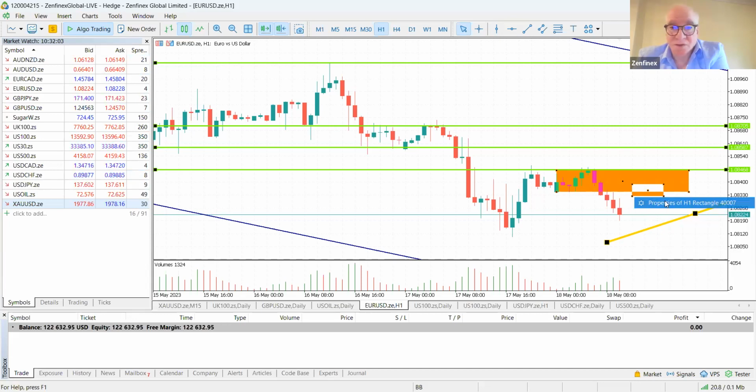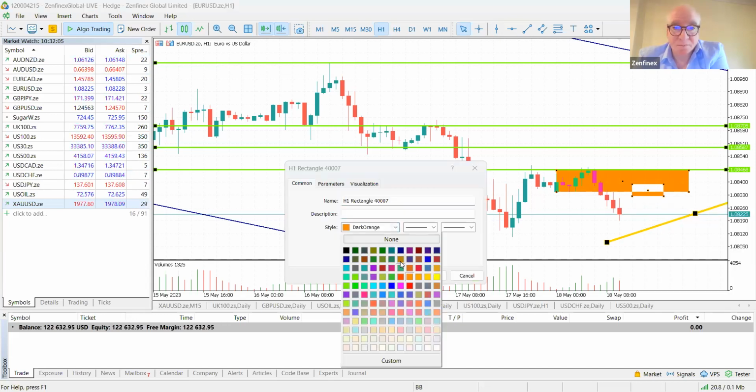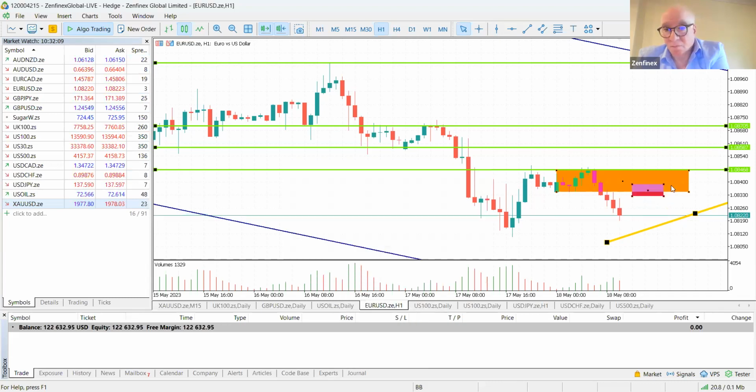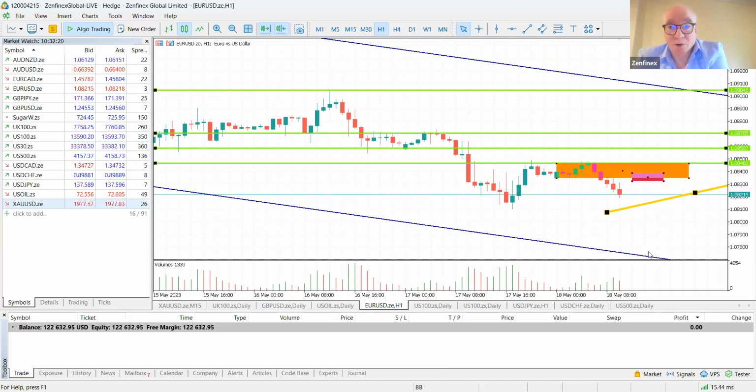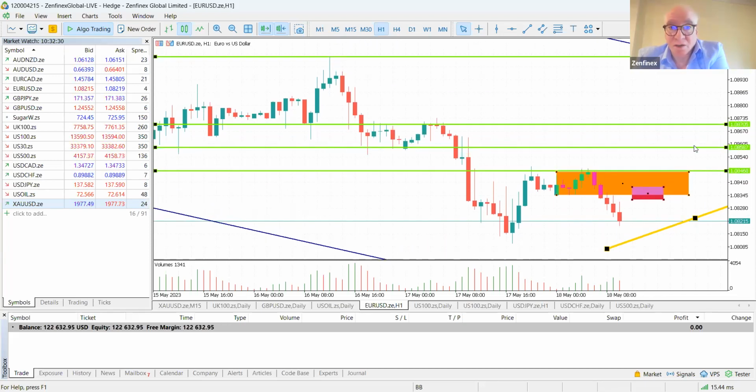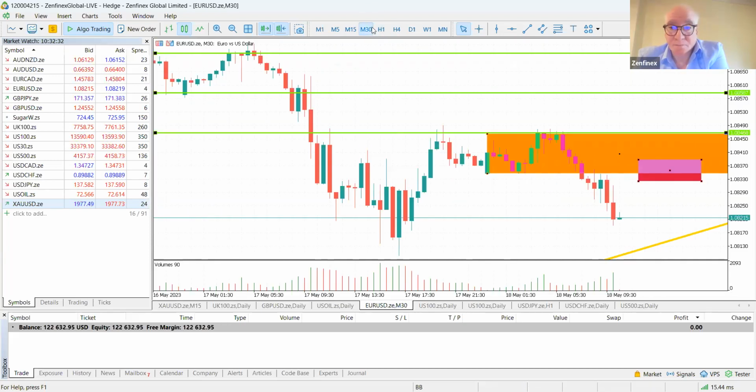change the color of that so you can see it. So we're really looking for this price to come down, hit this zone here, find weakness, and then we can start looking at targeting the bottom of this channel with some possible support here. So that's the idea that I would be looking at if I wanted to take a euro dollar trade.